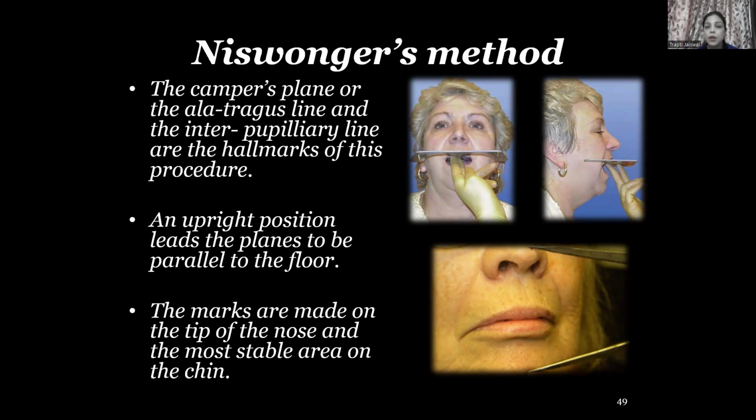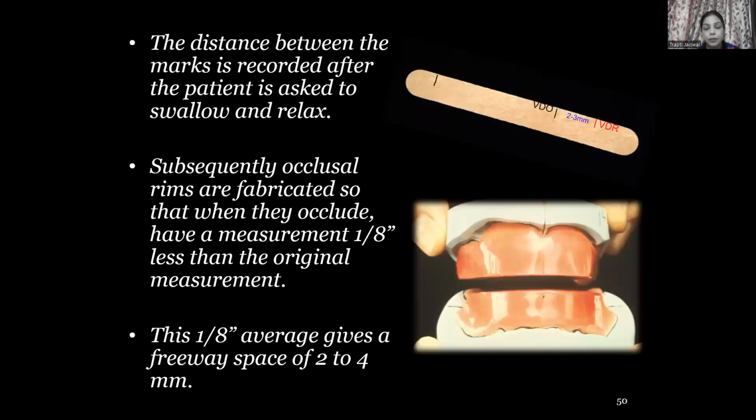So the Camper's plane or ala-tragus line and the interpupillary line are the hallmarks of the procedure in Niswonger's method. An upright position leads the plane to be parallel to the floor. First, the patient should be seated upright, and then using the Fox plane, we will see that the Camper's plane and the interpupillary plane are parallel, and the markings are made on the tip of the nose and the most stable area of the chin.